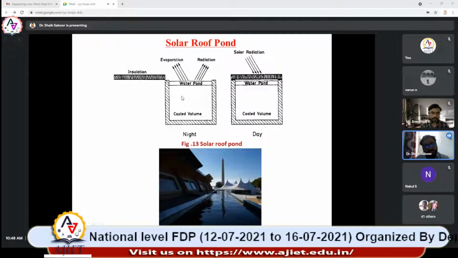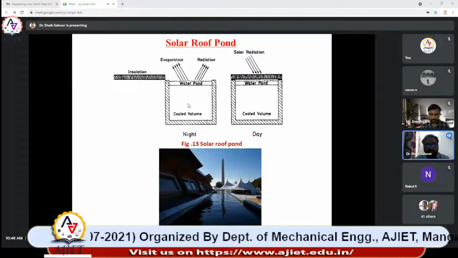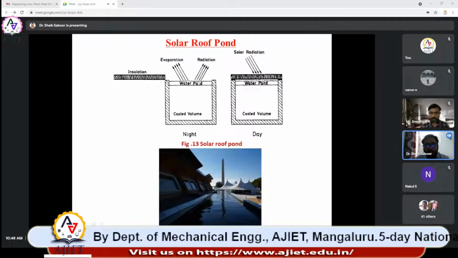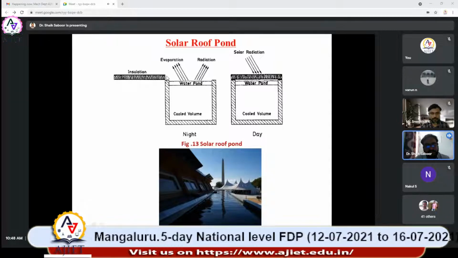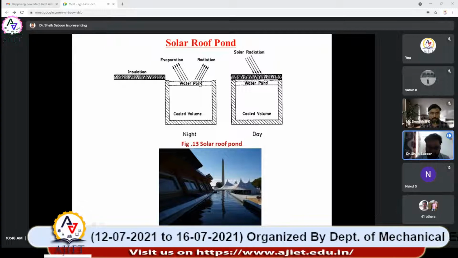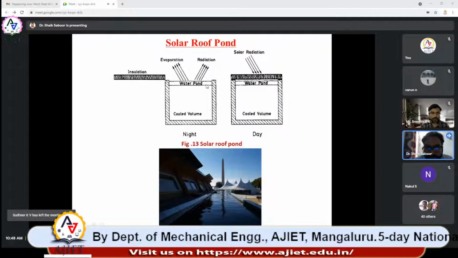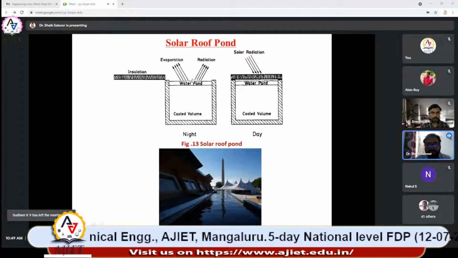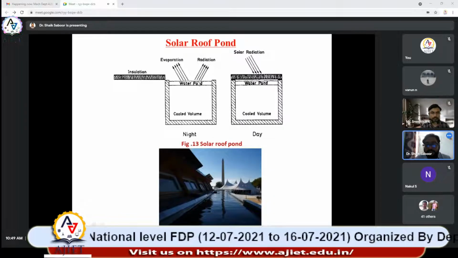Suppose you are using this solar roof pond technique for cooling of the building, then what you need to do is just take the water on the roof. You have to remove this insulation and expose this water to the night atmosphere. So when you expose this water to the night atmosphere, then what happens? Obviously, there will be evaporation. And also there will be radiation.